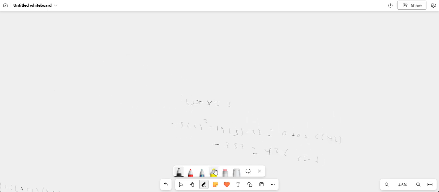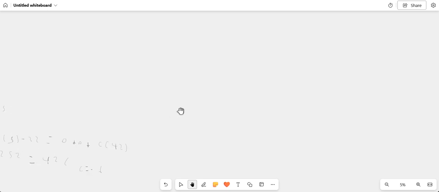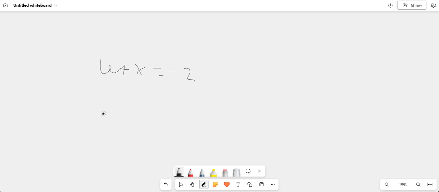Alright, now to find b. That's the x plus 2 bracket. You're gonna have to let x equal minus 2 here. So let x equal minus 2. So therefore, left hand side we've got minus 5, open bracket, minus 2 squared, minus 19, minus 2, minus 32.